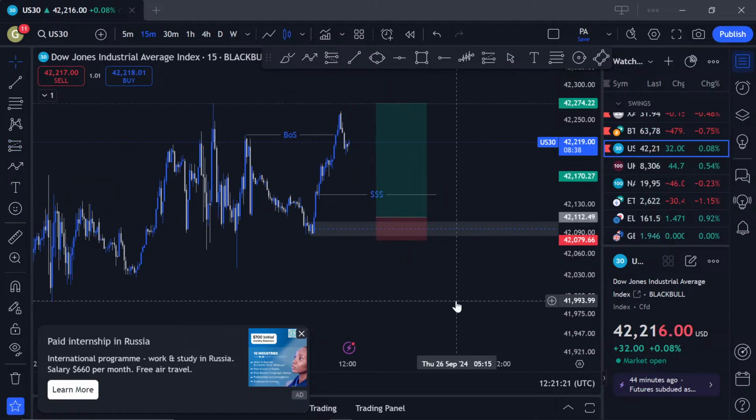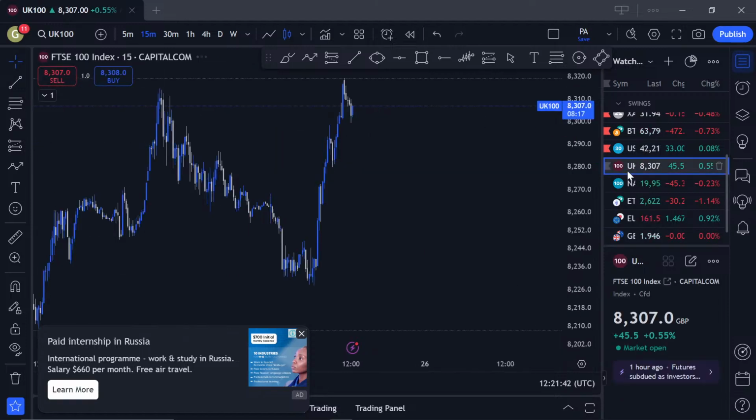So on US30, we are waiting for the market to come back to the 42,112.49 level, where our stop loss is at 42,079.66, and our take profit will be standing at 42,274. That's simply it for US30.